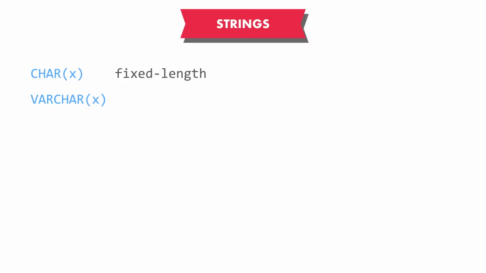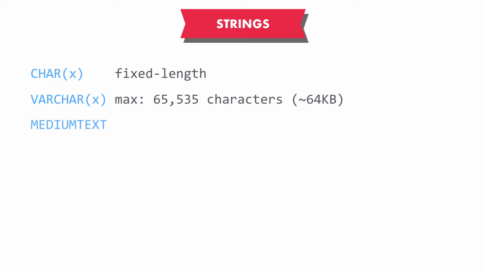Now, the maximum length for varchar is just over 65,000. So if you store something that is longer, it will get truncated. To prevent that, you can use medium text, which allows you to store up to roughly 16 million characters. And this is good for storing JSON objects, CSV strings, and short to medium length books.